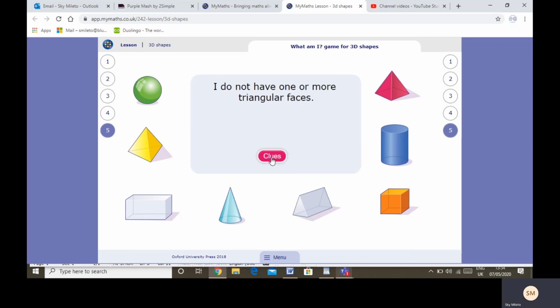I think I can get it after this last clue. I do not have one or more triangular faces. Okay, well that could still be either of these two because neither of them have a triangular face. I have parallel faces. Well, both of these two have parallel faces because we know that the top and the bottom are facing each other. I have 2 or more square faces. Okay, well this one has 2 square faces and this one has lots of square faces. Still not helping us right now, the clues.